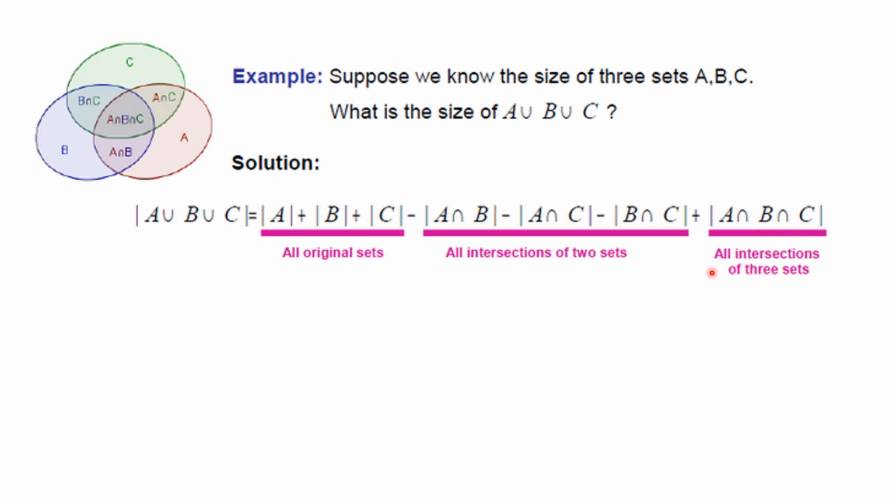So you want to ponder this a little bit, but the size of A union B union C, A or B or C, is the number in A plus the number in B plus the number in C, minus the number in A and B, minus the number in A and C, minus the number in B and C, and then you add back the number that are in all three sets, the number in A and B and C. Now let's apply that.